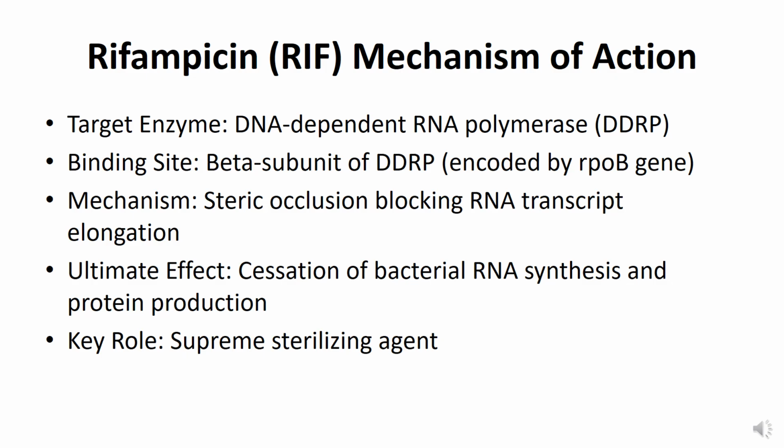In summary, rifampicin targets DNA-dependent RNA polymerase by binding to its beta subunit, which is encoded by the rpoB gene. This creates a physical blockade that prevents normal RNA transcript elongation. As RNA synthesis stops, protein production ceases, leading to bacterial death. Its exceptional sterilizing activity makes rifampicin one of the most powerful and indispensable drugs in tuberculosis therapy.